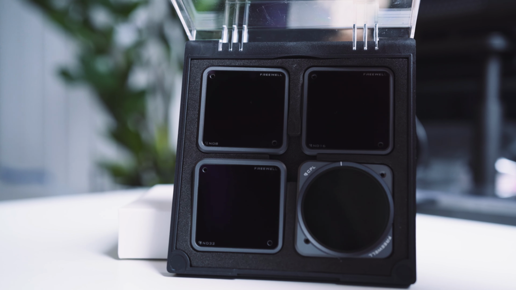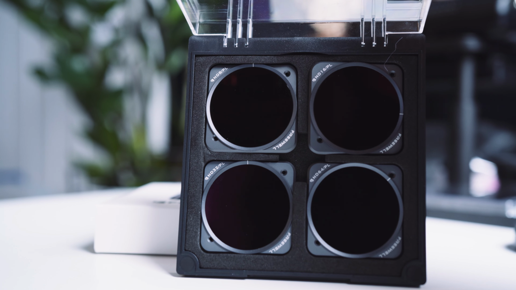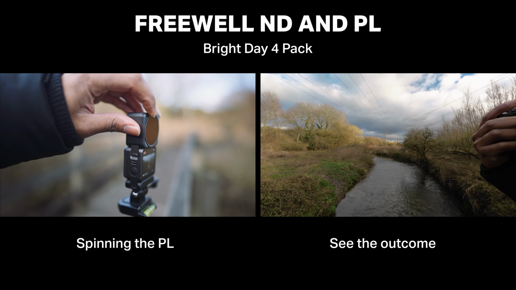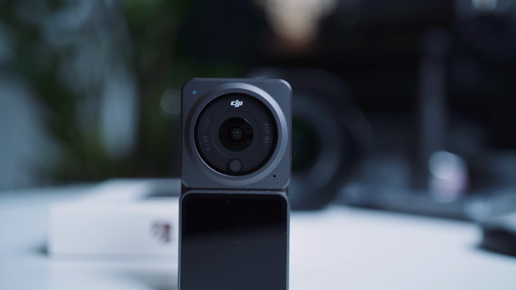And the ones from Freewell that I have at the moment, you can get individual NDs and a circular polarizer, and you can also get the NDs with the polarizer integrated, which is awesome, because if you want to use an ND filter and a polarizing filter at the same time, then these Action 2 filters from Freewell allow you to do that. So I'm going to show you a couple of scenarios that you'd use the ND filters and the circular polarizers for, but in a later video I'll talk about circular polarizers in more detail as well.